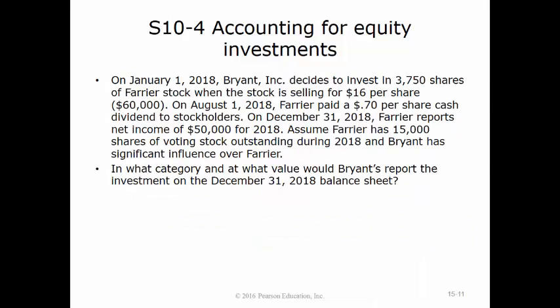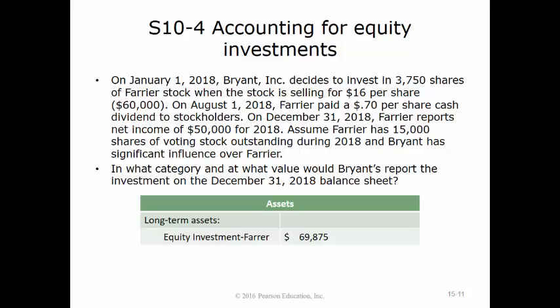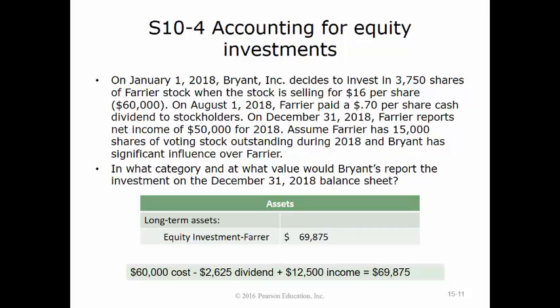The problem then asks in what category and at what value would Bryant report the investment in Ferrier on the December 31st, 2018 balance sheet. This investment would be reported in the long-term assets portion of the balance sheet at $69,875. To determine this amount, we take the original cost of $60,000, subtract the dividends received of $2,625, and add the $12,500 income that Bryant reported for the 25% ownership in Ferrier's net income.